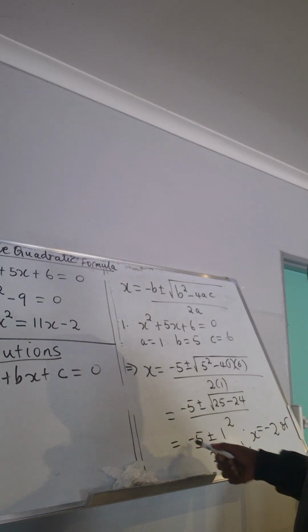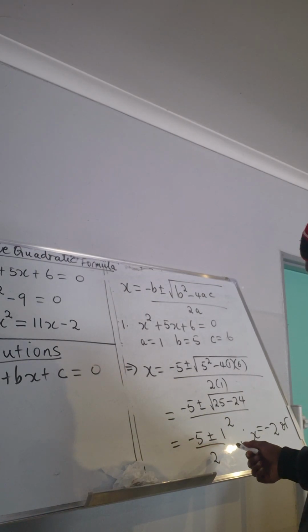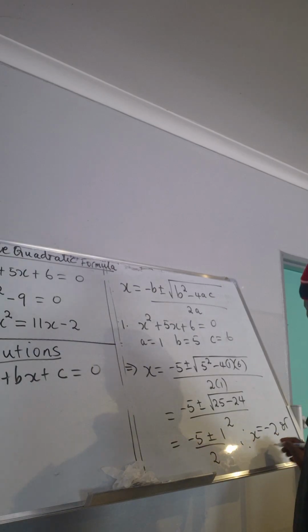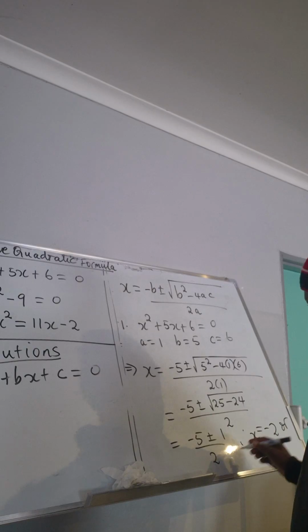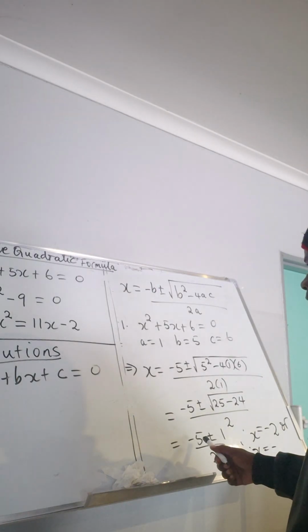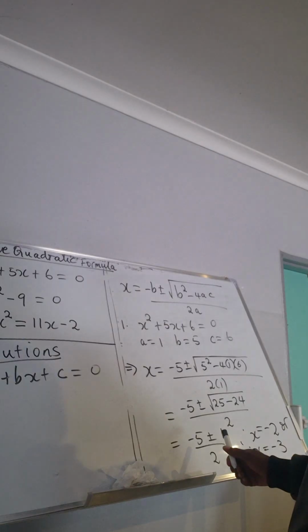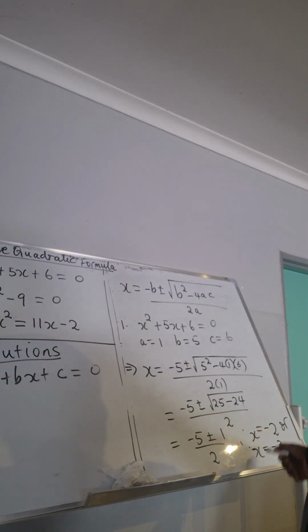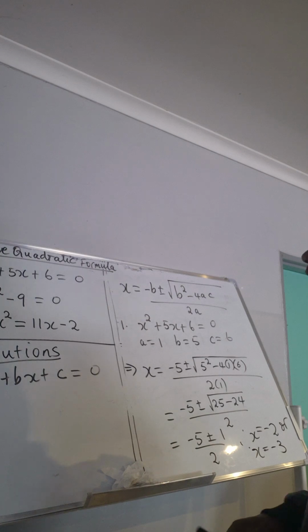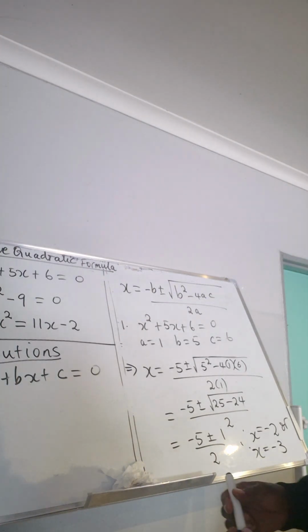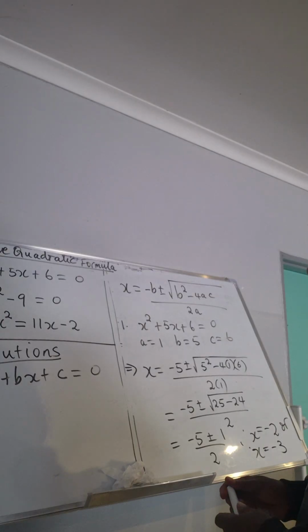And minus 5 minus 1 is minus 6, divided by 2, you get your x equal to minus 3. That is correct. x equal to minus 2 or x equal to minus 3. That is how you use your quadratic formula.